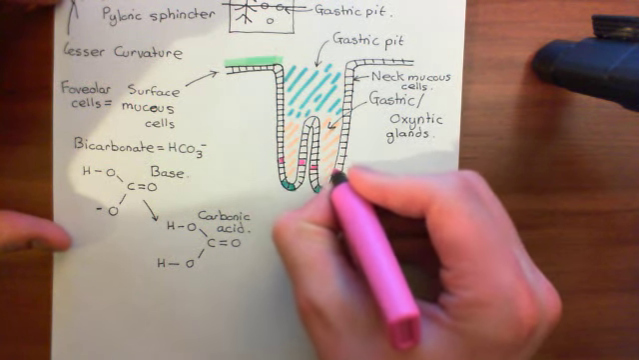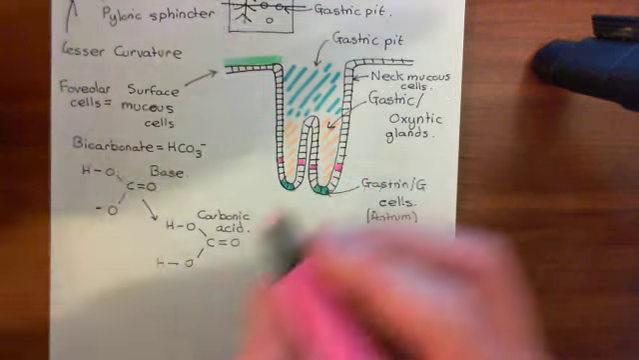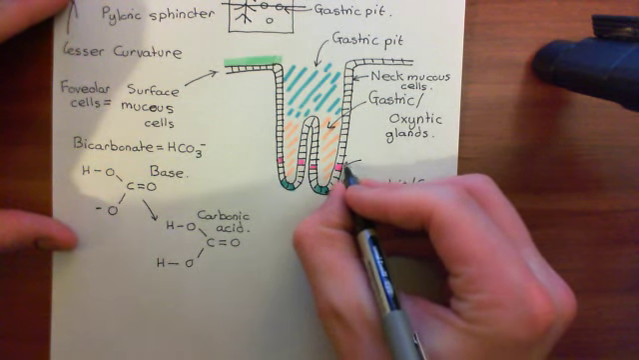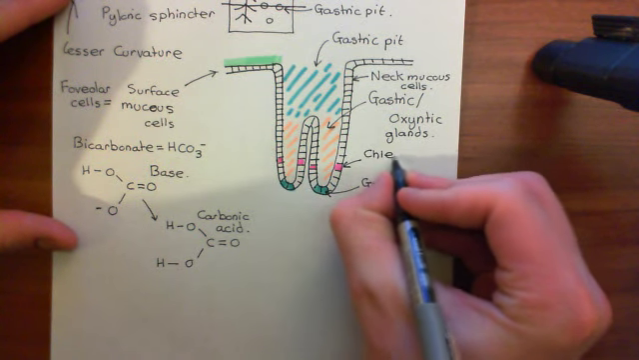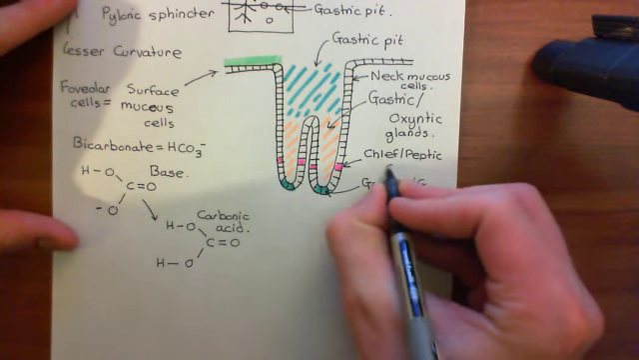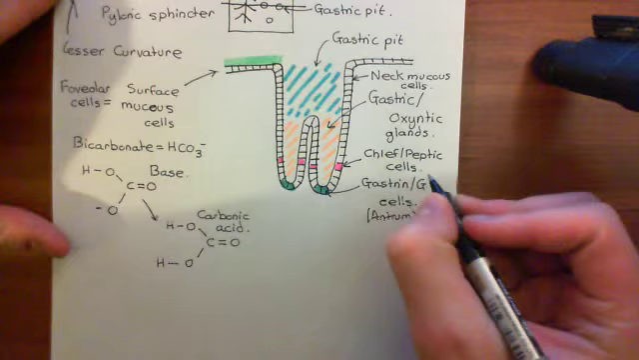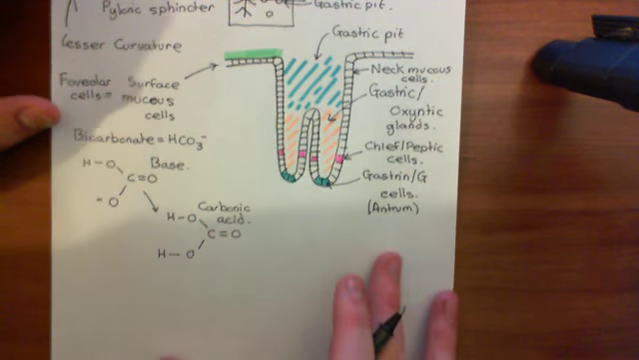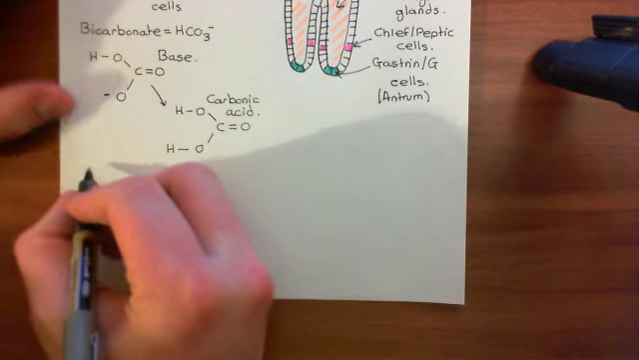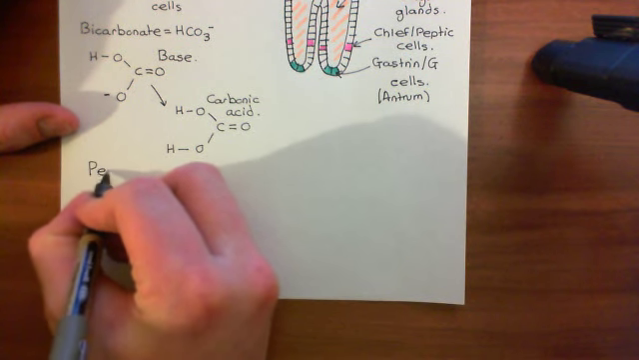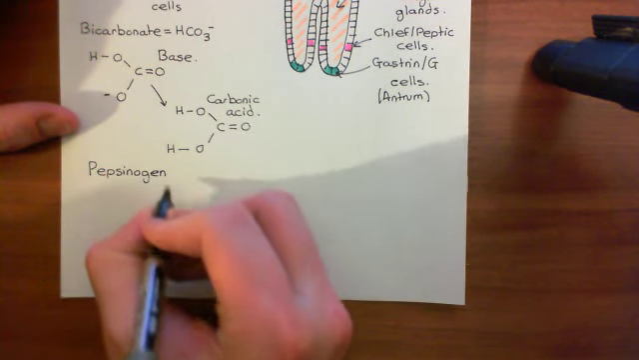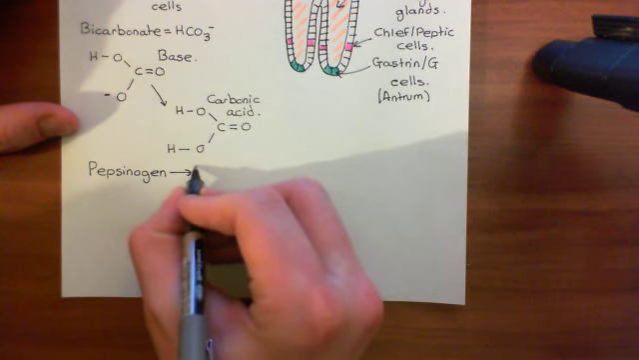Now these are a little bit further up than the G cells, but they're still quite far down in the gastric glands. Okay, so here these are the chief/peptic cells. Now what do the chief/peptic cells secrete? Well, they secrete the precursors to the protease enzymes. The main precursor they secrete is a protein called pepsinogen. Pepsinogen is the precursor to the enzyme pepsin.